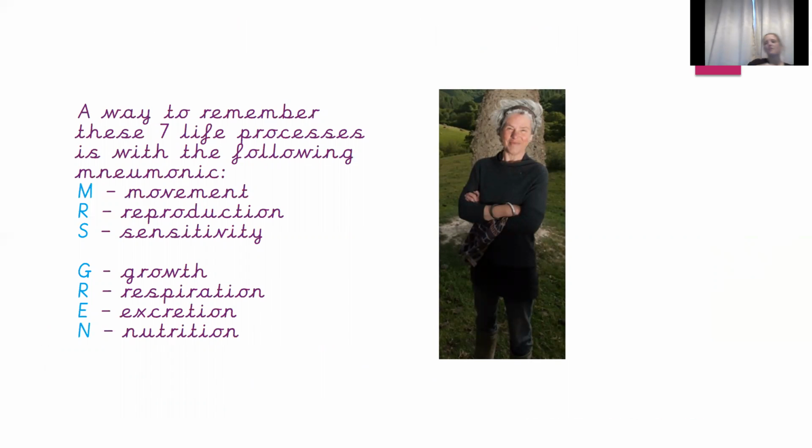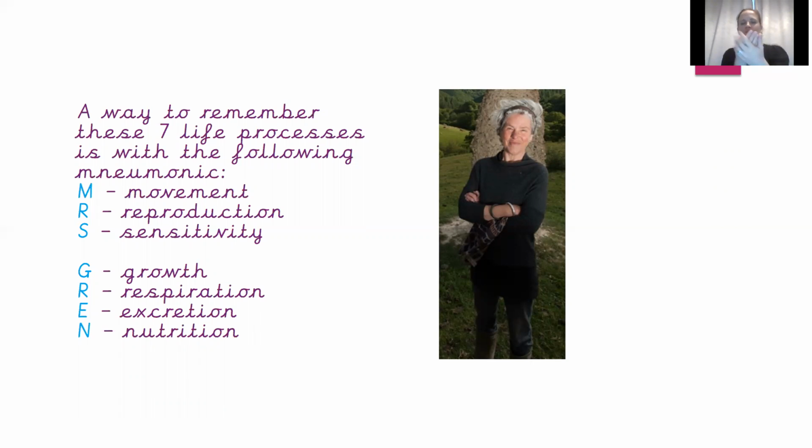A way in which we remember these 7 life processes is with a mnemonic, which is taking the first letter of each word and creating another word to remember it. So the 7 processes that we need are movement, reproduction, sensitivity, growth, respiration, excretion, and nutrition. And if we take the first letter of every one of those life processes, we get something we call Mrs. Gren. So say it with me, Mrs. Gren.